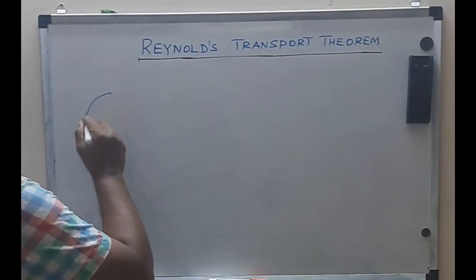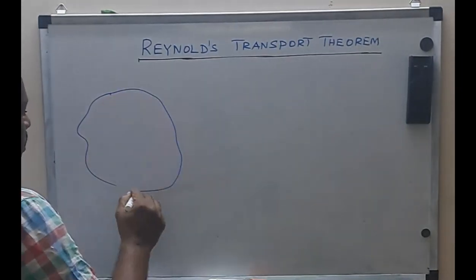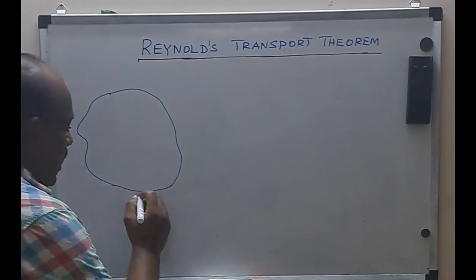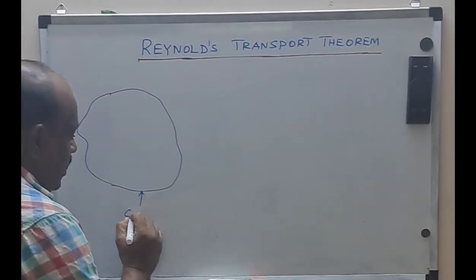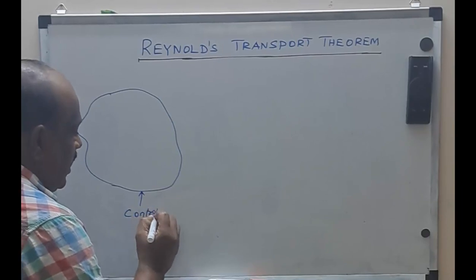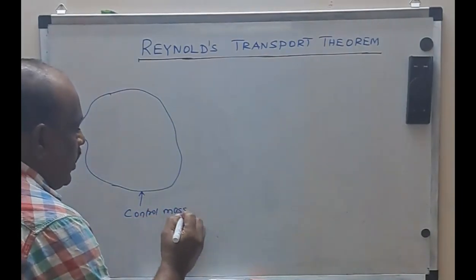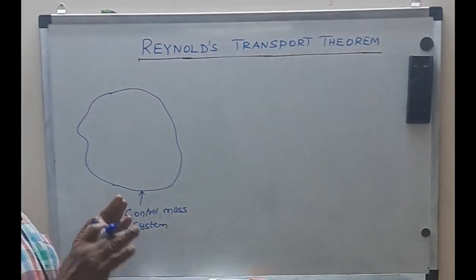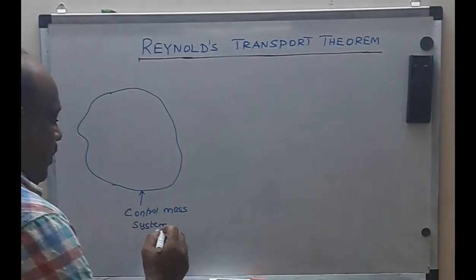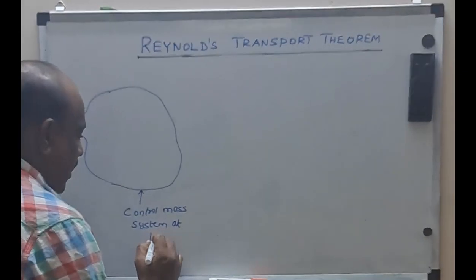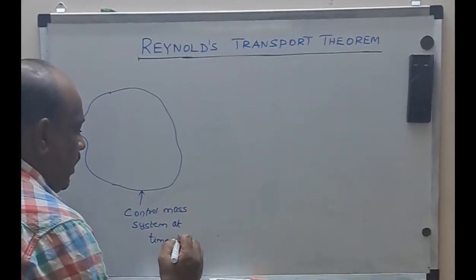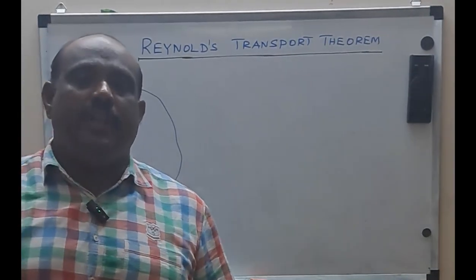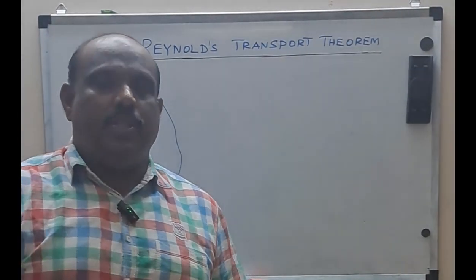Let the control system at time t be represented by this blue color curve. Whenever I say control system, it is called a control mass system. So you can understand that the mass inside the system will remain the same. It will not vary. Sometimes we'll call this a control mass system, and sometimes a control system. It's enough to indicate it as control system. There's no need to indicate further as a control mass system.